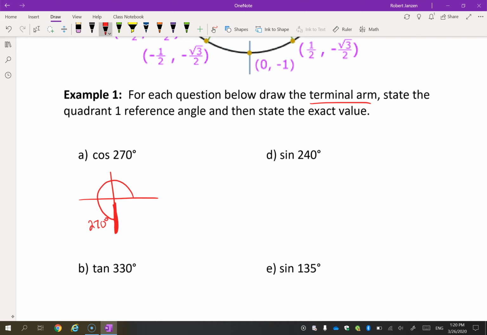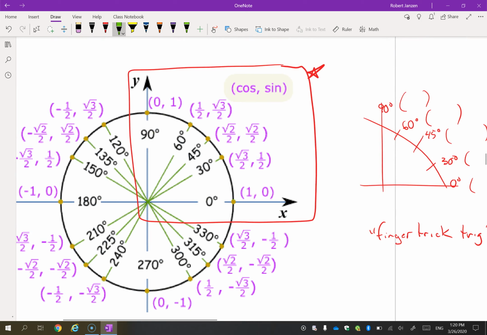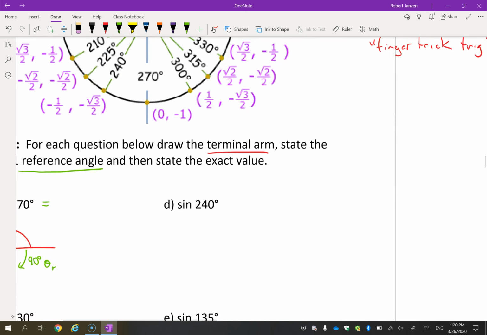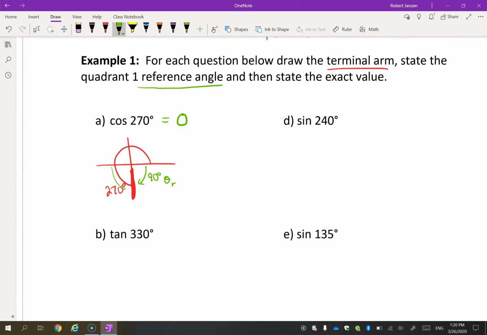Then it says state the quadrant 1 reference angle. The reference angle is the closest angle to the x-axis. So really we could go here or we could go here. It doesn't matter. But the reference angle is 90. And then state the exact value. So in other words, what is cos of 270? Well, don't think cos of 270. I just told you should memorize this square. So if we're looking at 90 degrees, what is the cosine value? It's 0. So you can just put 0.